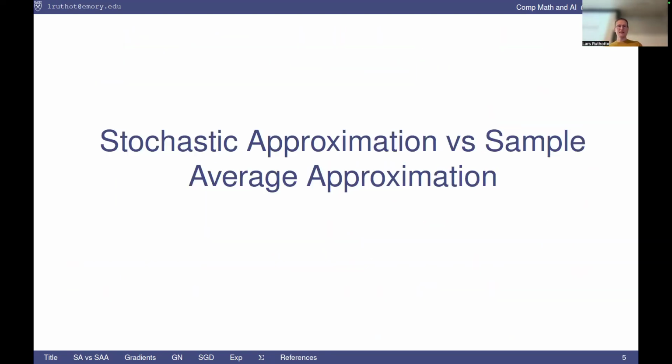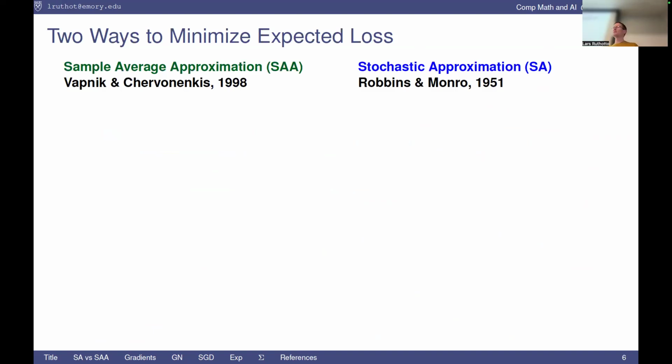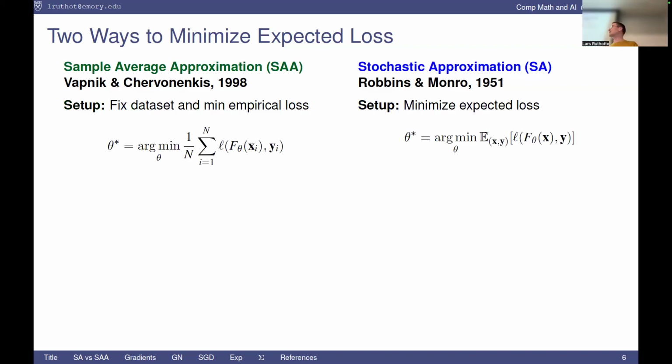Okay, go. So there are two ways to minimize an expected loss: the sample average approximation and the stochastic approximation. Let's see what they do. In SAA, on the left, you're approximating the expected value with a sample average. That's why it's called that. And then you forget about the stochasticity, at least for a while; every now and then you may go back to it.